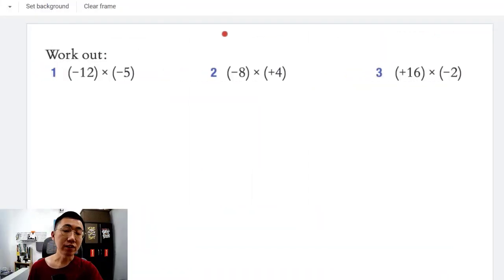Here's a technique that I would like to share with you for multiplication and divide, alright? So I want you to ignore the negative or positive symbol. Just ignore them for a moment. We just do 12 times 5 first, okay? So do 12 times 5. That will get you 60.